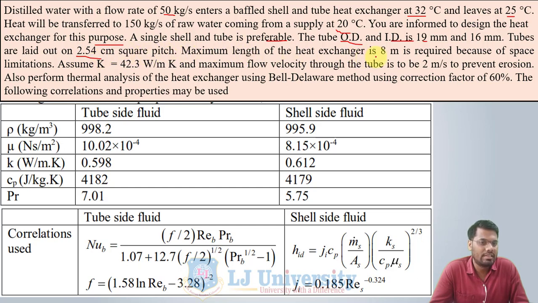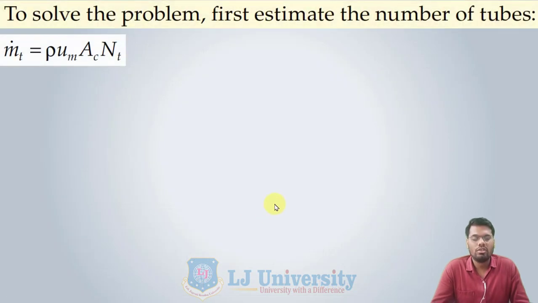A maximum length of the heat exchanger of 8 meters is required because of the space limitation. Assume K as 42.3 watt per meter Kelvin and the maximum flow velocity through the tube is 2 meter per second to prevent erosion. Also perform thermal analysis of the heat exchanger using the Bell-Delaware method using a correction factor of 60%. The following correlations and properties may be used. So these are the data for the tube side and these are the data for the shell side. These are the correlations for the tube side and this is the correlation for the shell side. Here we will discuss both methods, the Kern method as well as the Bell-Delaware method.